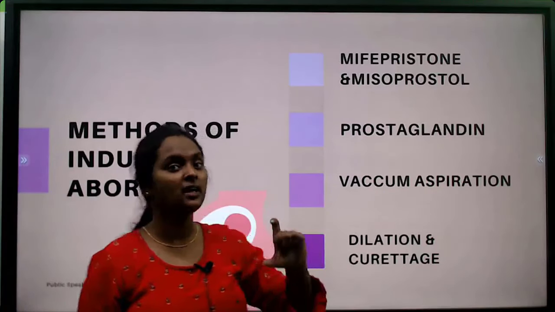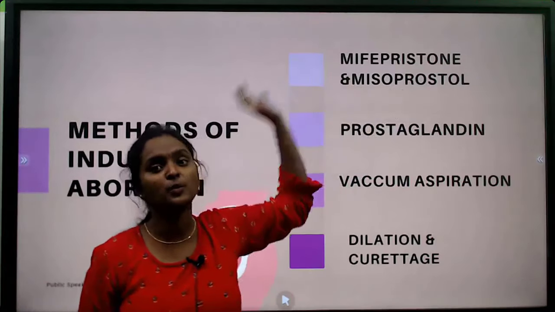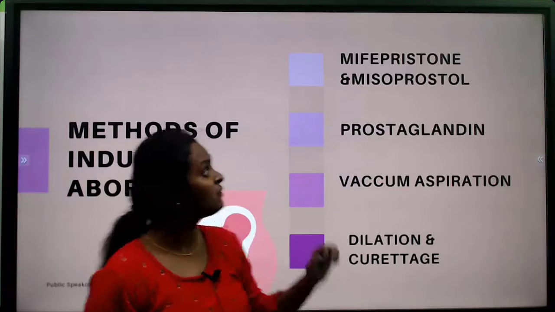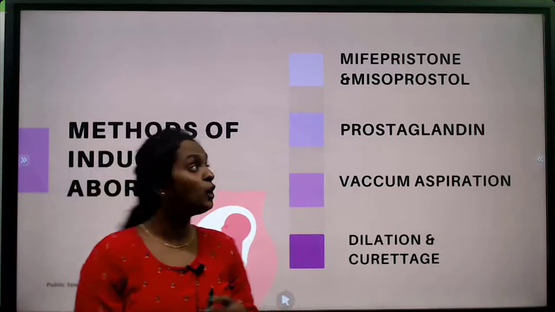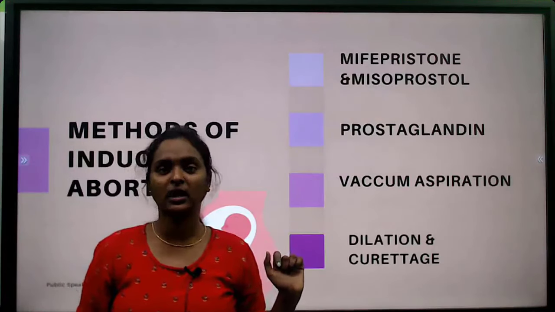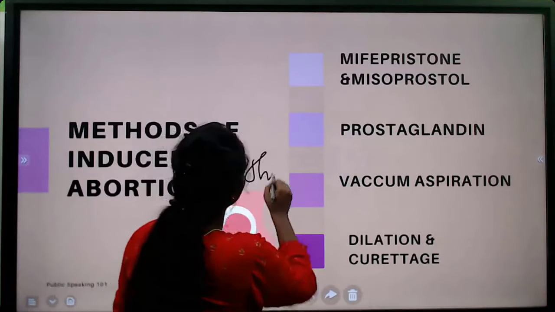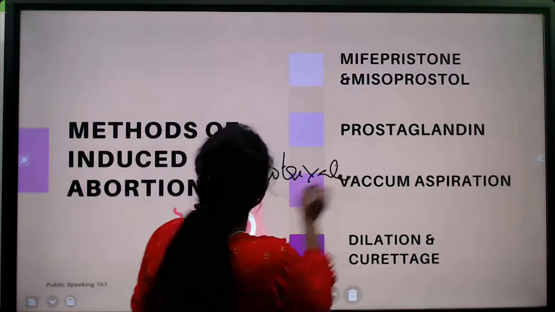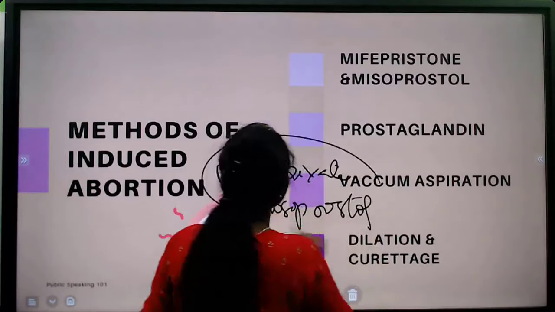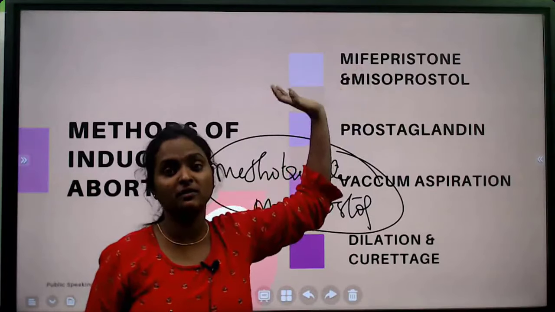Under medical, under medicines, what are all the things that will come here? One is mifepristone and misoprostol. These are the medications which are used to terminate the pregnancy. Previously, along with misoprostol, there was one more drug, methotrexate. They used to use these two medicines, methotrexate and misoprostol. But there are changes nowadays. We use these medications in combination.